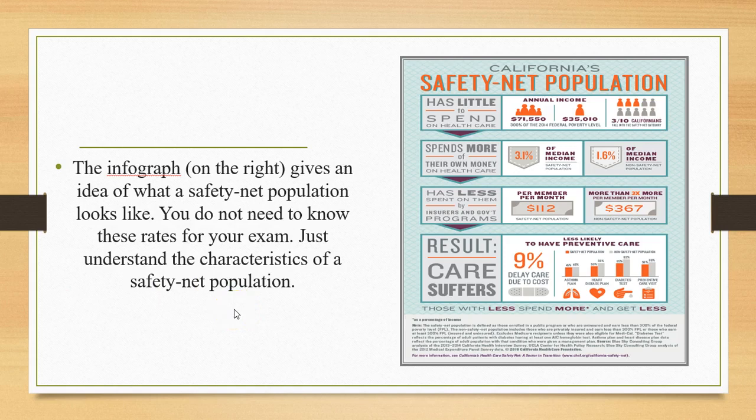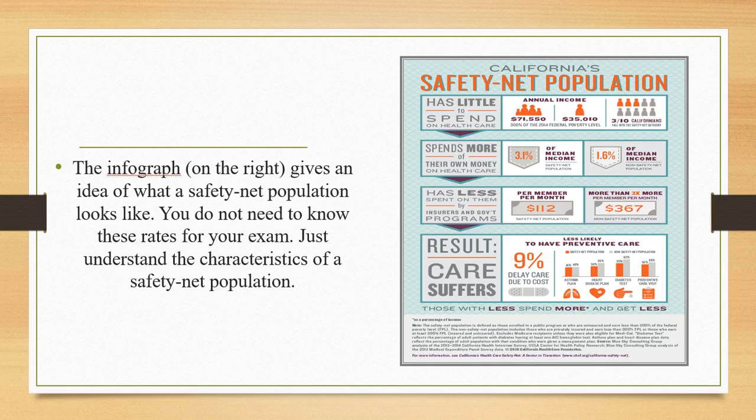Now, this is just an infographic, just giving you an idea of what a safety net population looks like. So this one was actually created in California, and reflecting the population in California that use safety net providers. So other than just safety net providers, there's safety net hospitals. And these hospitals, the main mission is taking care of people who don't have health insurance, taking care of people who are poor or who may be on Medicaid. It's really caring for those most vulnerable among our population.